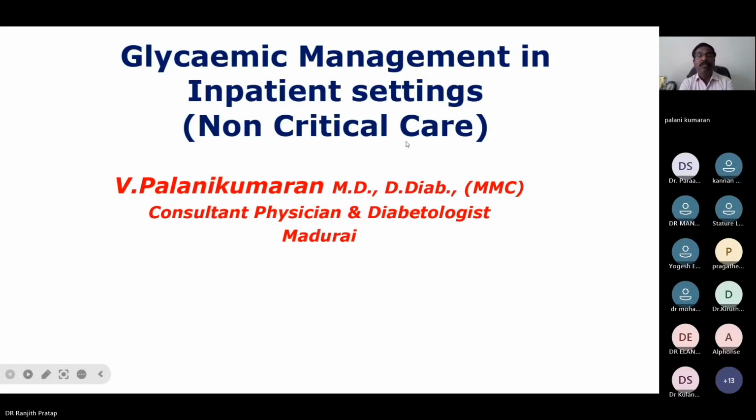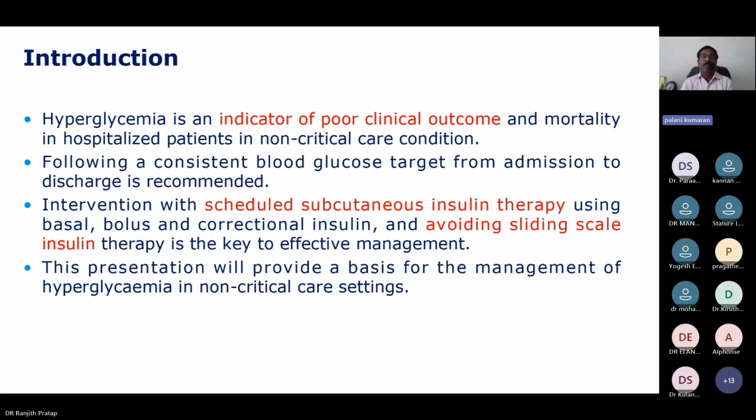So definitely we know that hyperglycemia is an indicator of poor clinical outcome and mortality in hospitalized patients in non-critical care conditions. So we have to follow a consistent blood glucose target from admission to discharge. Definitely the morbidity and the mortality are reduced.